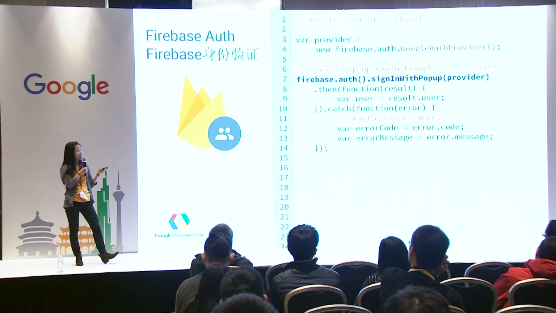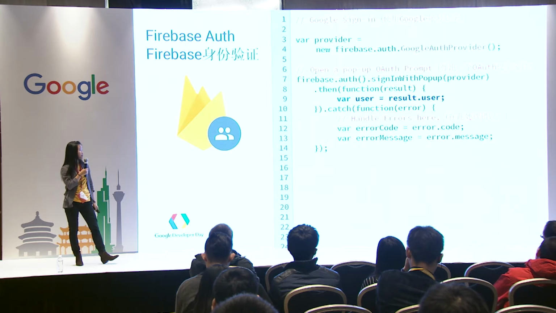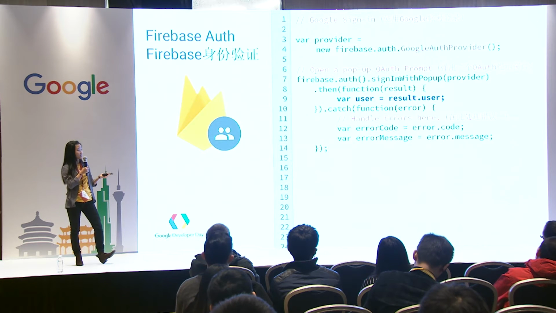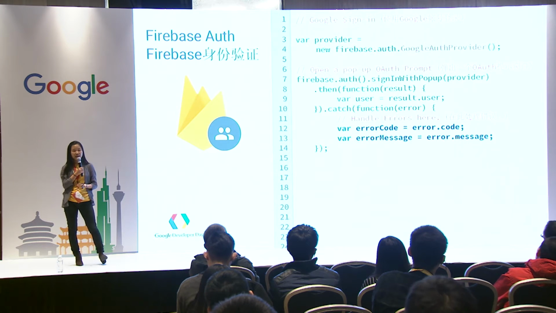And once they type in their credentials, the function again returns a promise with a then and a catch. In the then, you get the success case, you get the user object with all the information you need, and if it fails, an error code and a message that you can choose to display to the user if you would like.